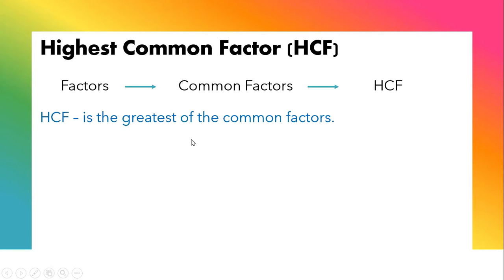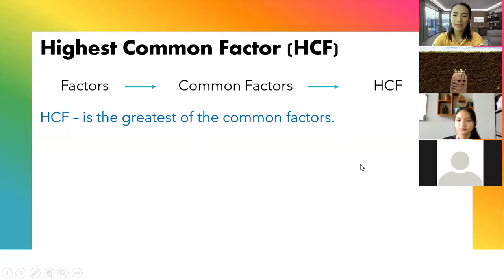So we have here the meaning of HCF. HCF, or highest common factor, is the greatest of the common factors, meaning if we say greatest, this is the biggest number among the common factors. Do you understand? Is that clear?